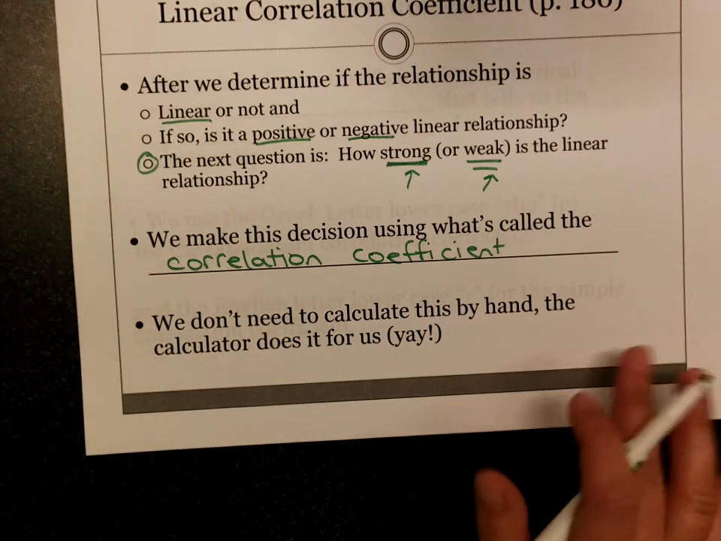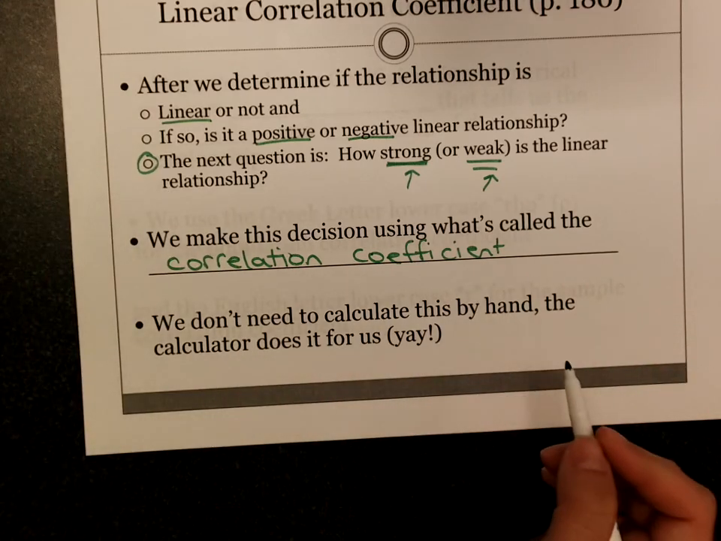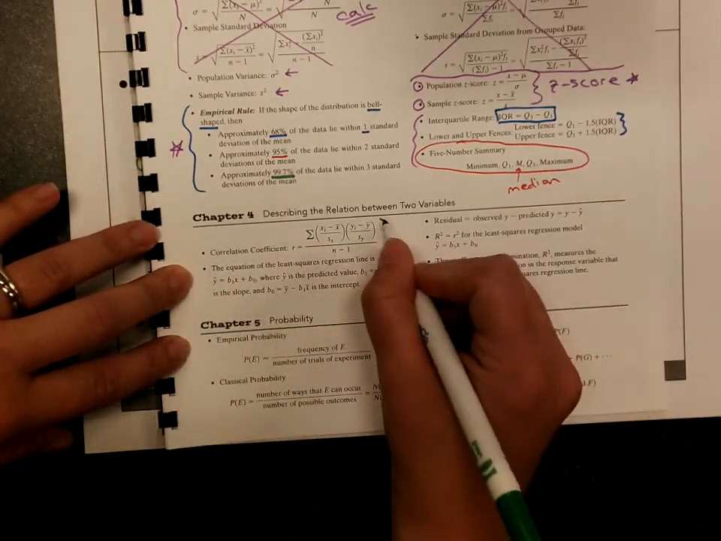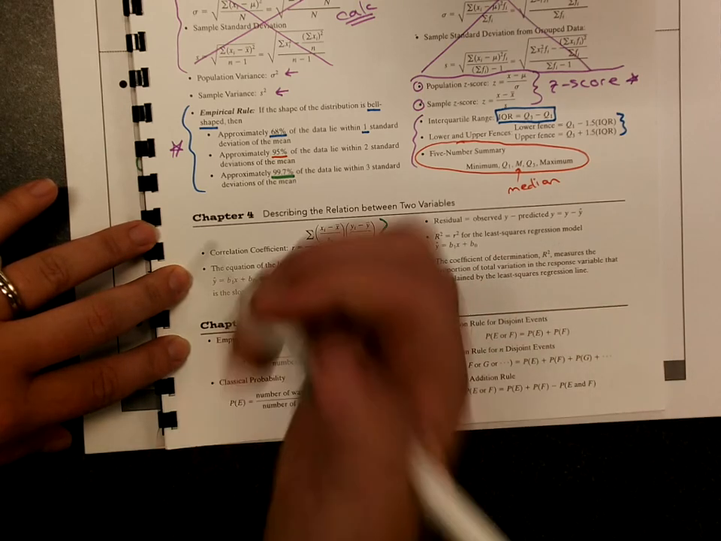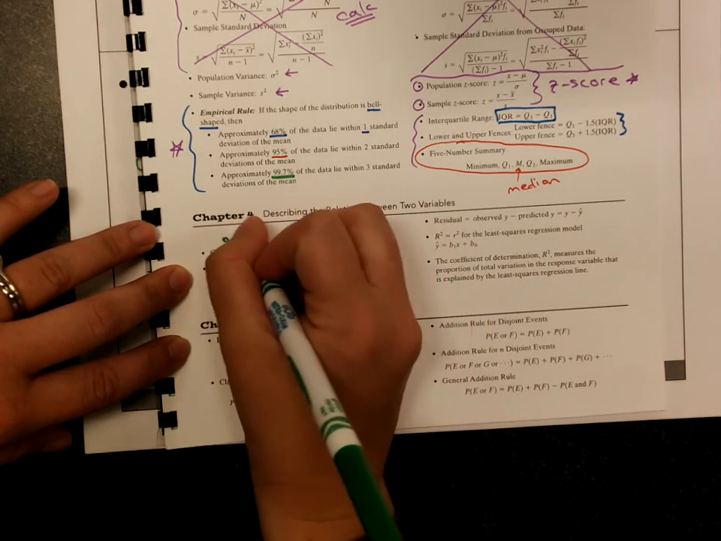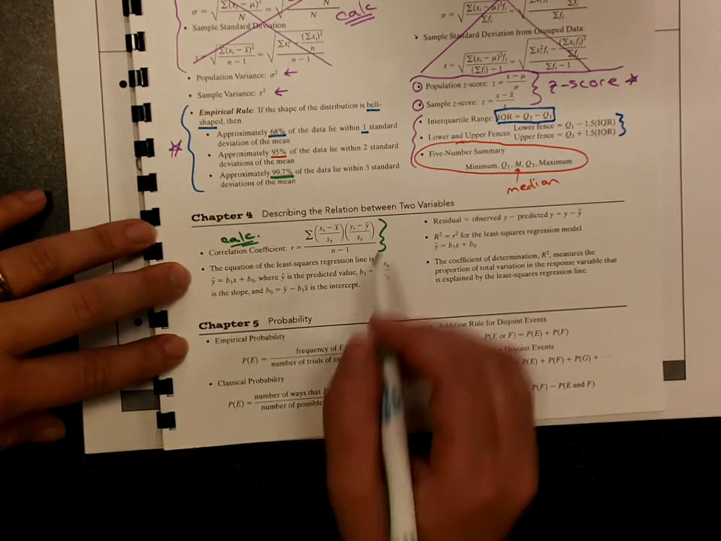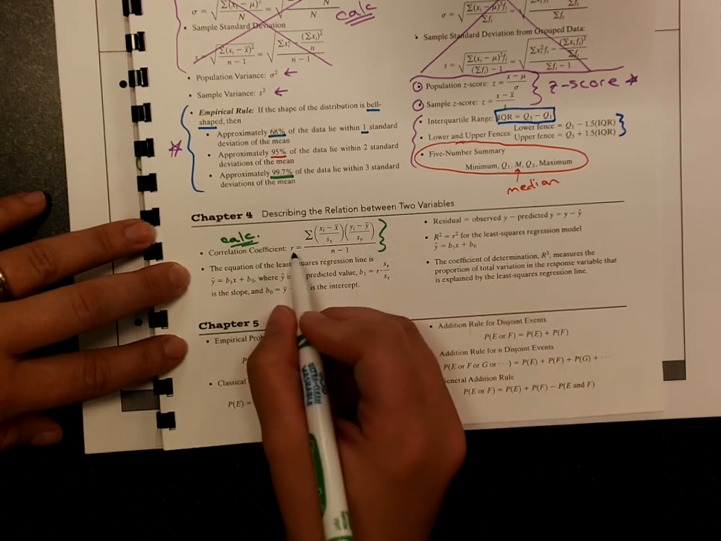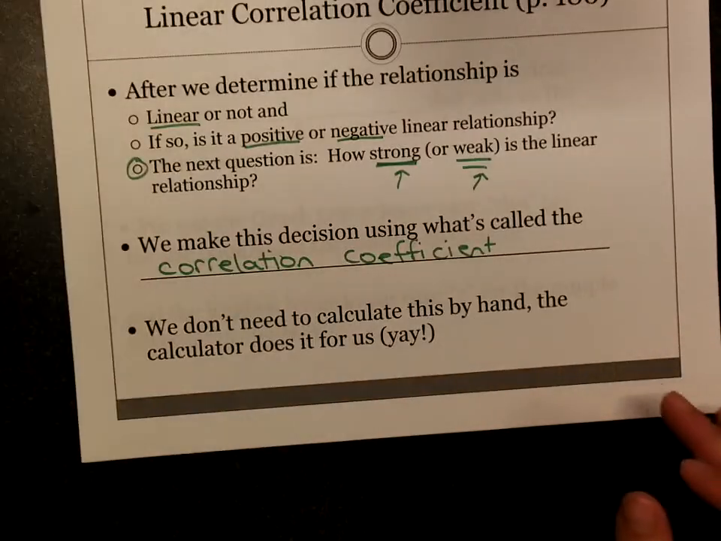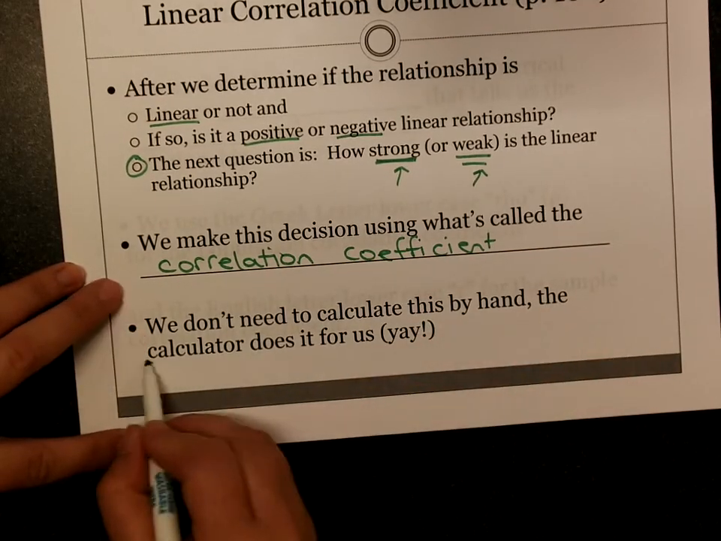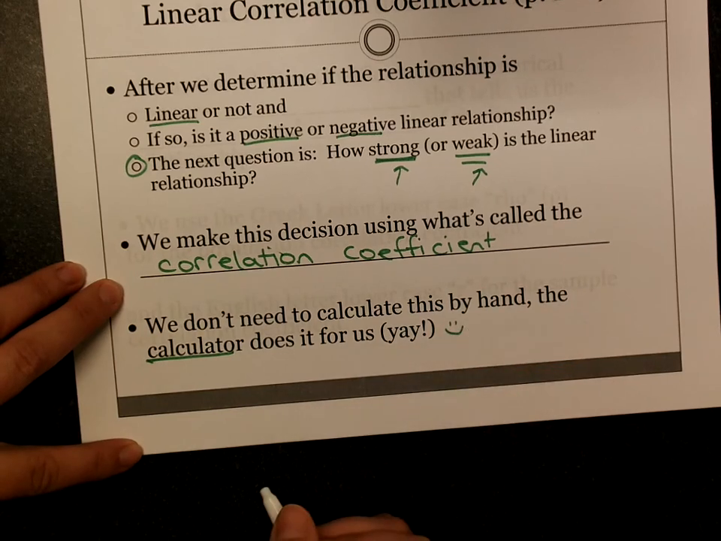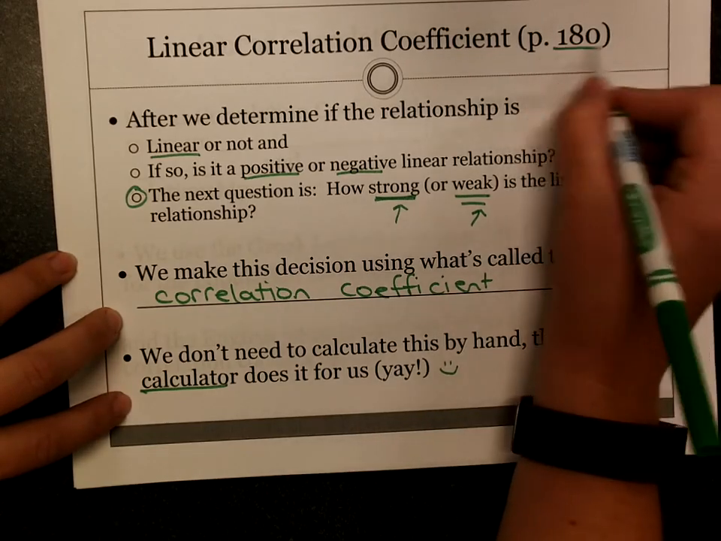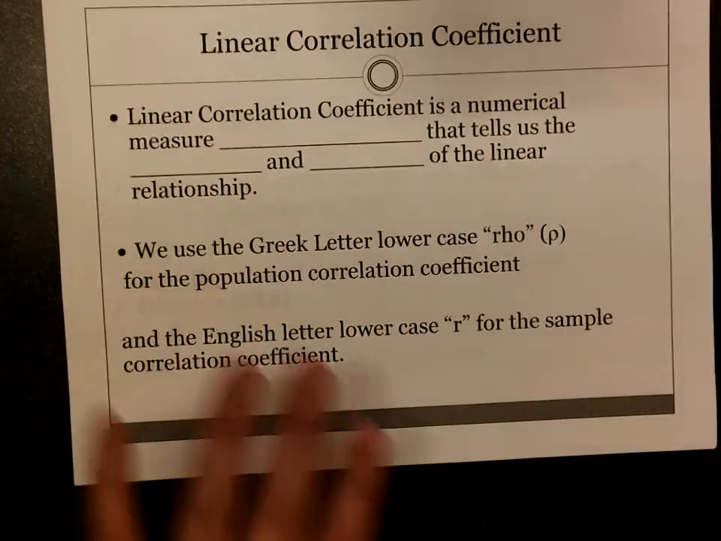The book goes into this long explanation about how to calculate this by hand. If you look on your formula chart, there's a big, crazy formula for how to get this by hand, the correlation coefficient. You might just want to make a note to yourself that you can use the calculator for this. I don't want you to have to worry about this formula. It's got a lot going on, and it's just not necessary. Our calculator can give us this value. So we don't have to calculate this by hand. The calculator does this for us, and hopefully that makes you happy. But it's called the correlation coefficient, and the discussion for it starts on page 180 if you want to read over it.